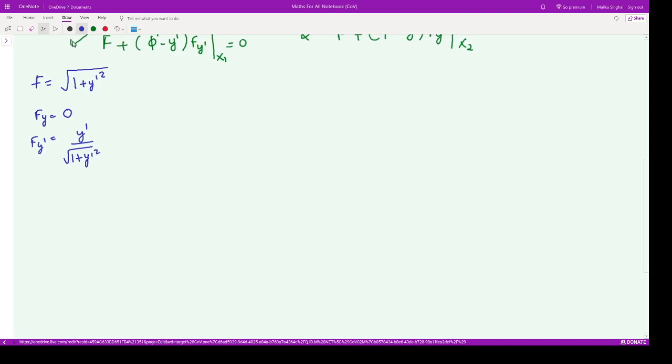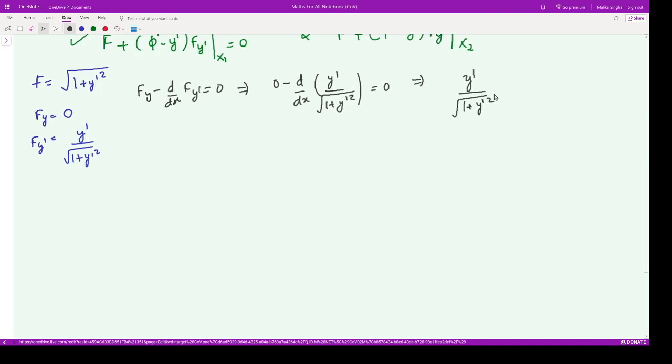So our equation becomes F_y - d/dx(F_y') = 0. This gives us 0 - d/dx of y' divided by the square root of 1 + y'^2 equals 0. This implies y' divided by the square root of 1 + y'^2 is equal to some constant, and you can simplify this. You will get y = ax + b, where a and b are some constants which need to be determined. So this is our extremal, right? Mark this as equation number 1.